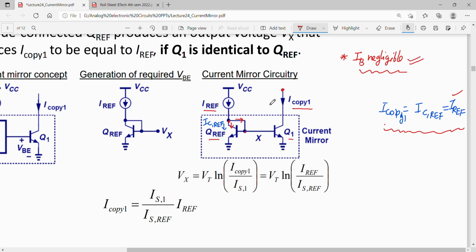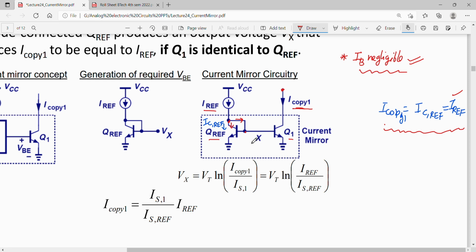And in this current mirror, since I want I copy 1 to be exactly equal to IREF, this is only possible when these two transistors are identical. That is, Q1 has to be identical with QREF. Otherwise this I copy 1 will not be equal to IREF. Okay. So these two transistors need to be identical. So why do they need to be identical? Let us understand by performing some analysis on this circuit.